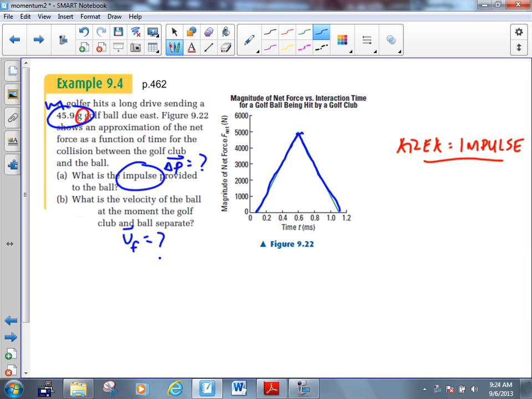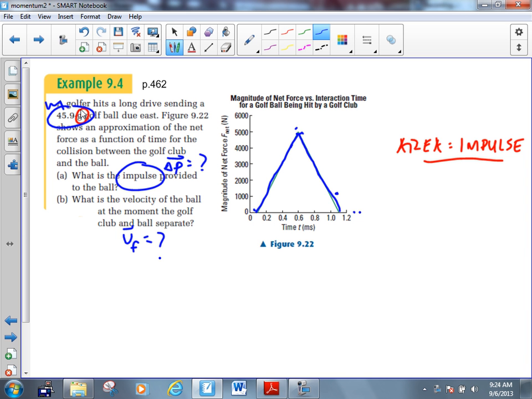Where does the club actually leave contact with the ball? Position A, B, or C? Position C. It's not pushing as hard way down here, but it's still pushing right there. Got that? All right. Let's take a look at question A here.